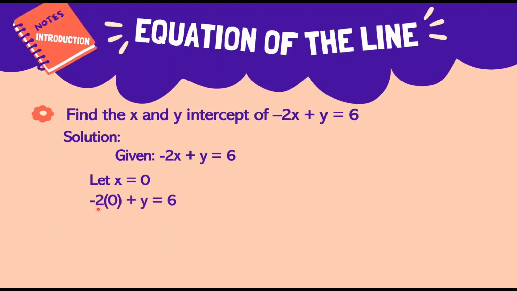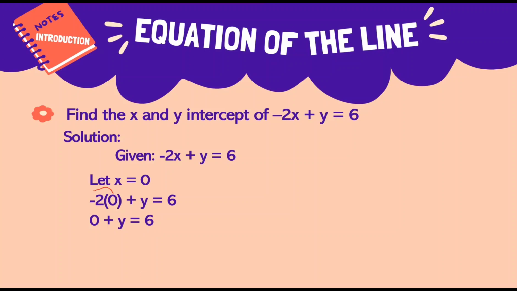We have negative 2 times 0 plus y is equal to 6. As you can see, I already substituted 0 for our variable x, which is why it became 0 here. And then we have negative 2 times 0. Of course, negative 2 times 0 is 0. Very good. So, 0 plus y is equal to 6.